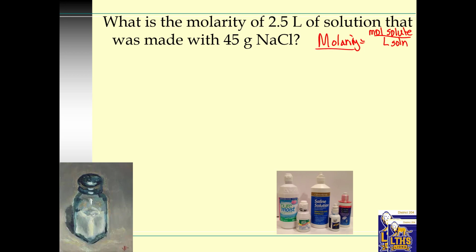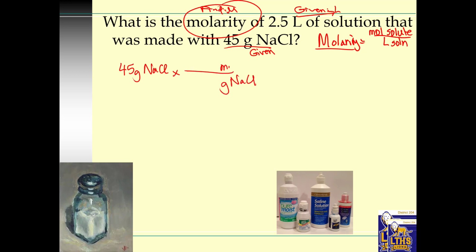All right, we want to find molarity, capital M. Given: 2.5 liters and 45 grams. So what do we have to do with grams? Well, molarity is moles per liter, and it's moles of solute. So we have to take our 45 grams of NaCl and multiply it by a factor to change it to moles. Where do we go get grams from? The periodic table.